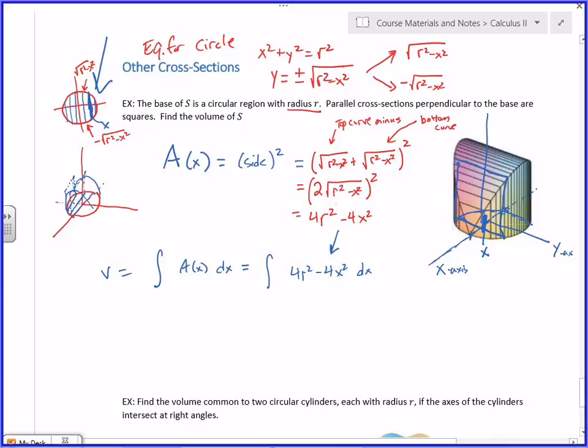Okay? So again, I've done the same thing I do with my volumes of revolution. I picked an x, I cut a cross section, I found the area of the cross section in a formula, and now I'm going to range over all possible x's that I can do cross sections, okay? Which would go from how far back on the x-axis, that's this point here, negative r, to positive r.